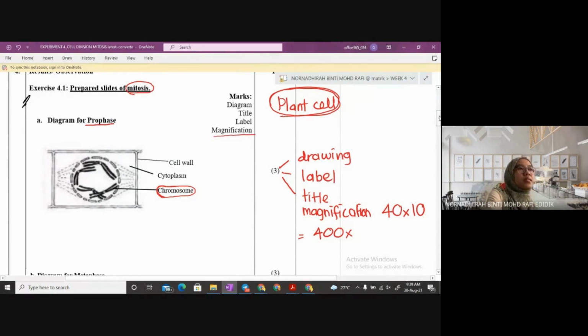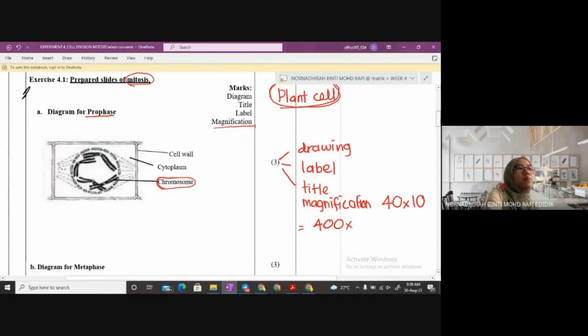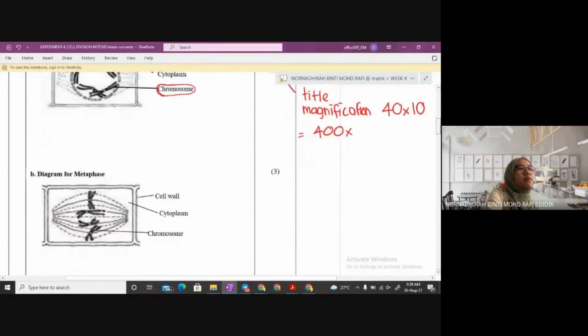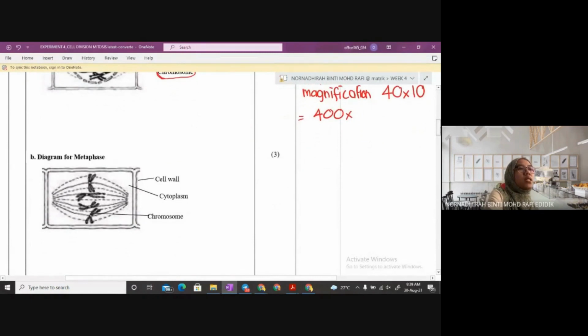Okay, then make sure professor, macam mana the behavior of the chromosome. Nanti lepas ni saya nak tanya what is the behavior of the chromosome. Macam mana chromosome punya drawing during prophase. And then metaphase sama juga 3 markah, tapi kat sini kita tengok the behavior of the chromosome.